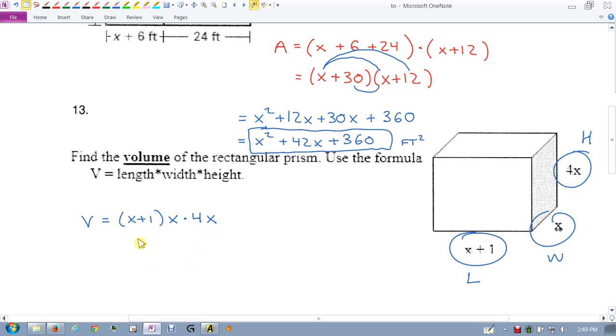So what should I do here first? It's in parentheses. Can't do anything. So multiply. You want to put these two together first? We can do that and then distribute through. That's okay. I'm going to leave the x plus 1 alone. That's 4x squared right here, isn't it? X times 4x is 4x squared.